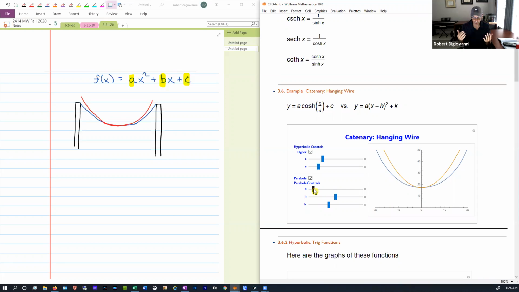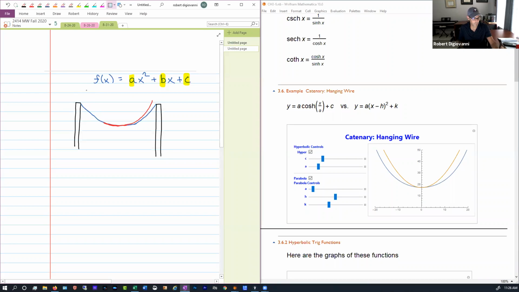So you might be asking yourself, why would you ever want to know the function that represents a hanging wire? Well, there's a lot of things that you might need to do, right? Let's say that you are an engineer, and think about power lines, right? You have these towers, and you have this wire hanging between them, and that wire has mass.